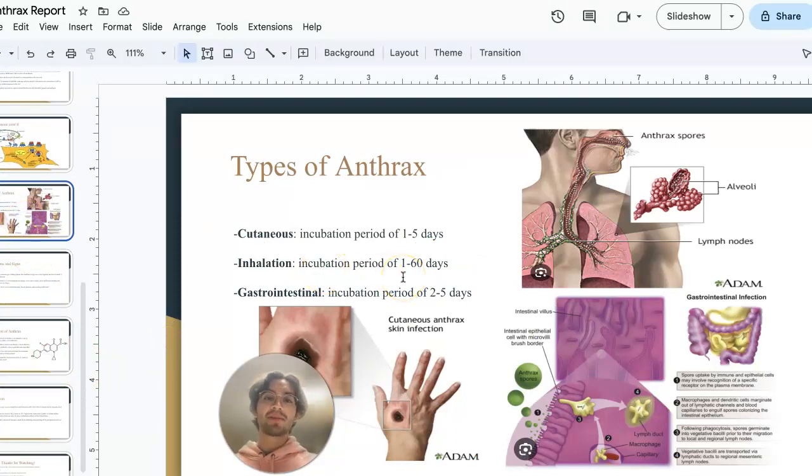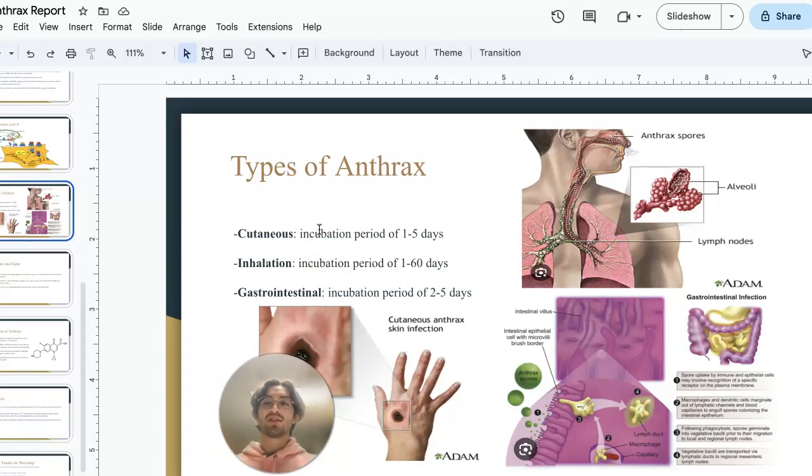Moving on to the different types of anthrax, there are 3 total types: the cutaneous form of anthrax, the inhalation form of anthrax, and the gastrointestinal form of anthrax. The cutaneous form of anthrax has approximately 1 to 5 days for incubation period, and it will be acquired through direct physical contact with contaminated animals.